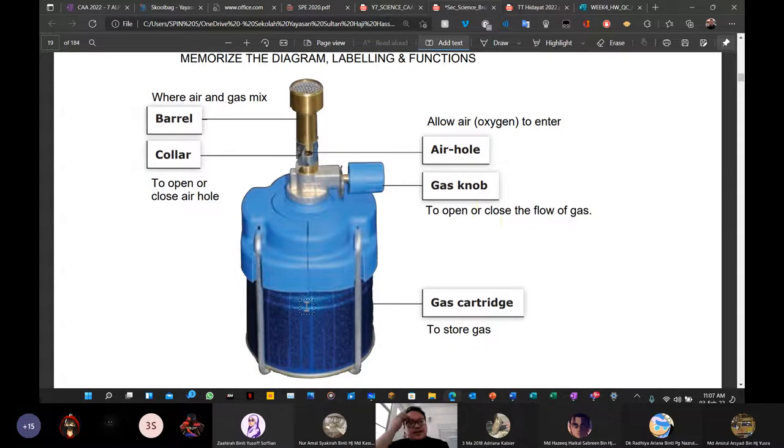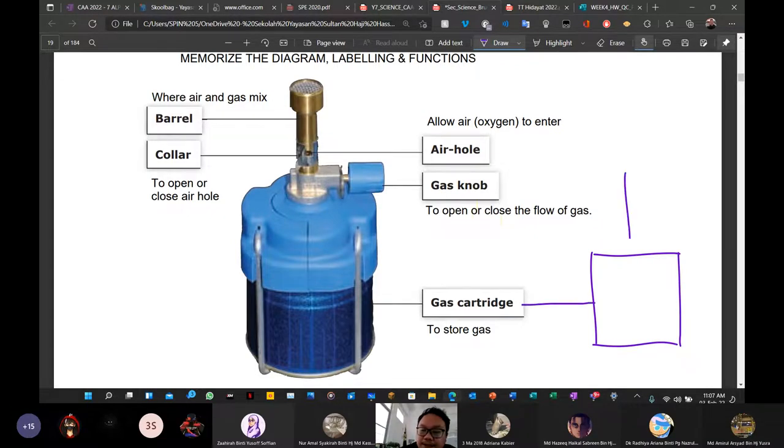Now, in the classroom, I will ask them to draw it inside their exercise book. But for your class, you just have to draw it here. I'm going to guide you. So at the side of your textbook, draw a Bunsen burner. So how do you draw it? Draw a rectangle at the bottom to represent the gas cartridge. And then you draw the barrel, followed by the muzzle on top.